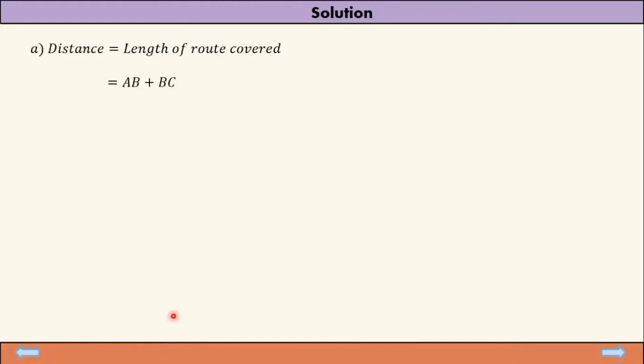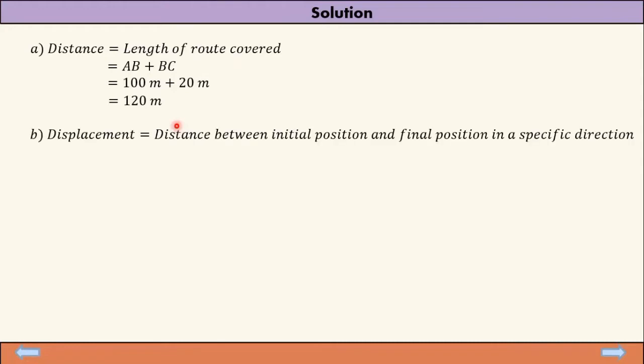Where we get 120 meter. So what is the displacement? The displacement is the distance between the initial position and the final position in a specific direction. So we get AB plus BC and we get 80 meter. So why do we get 80 meter for displacement, meanwhile distance is 120 meter, class?